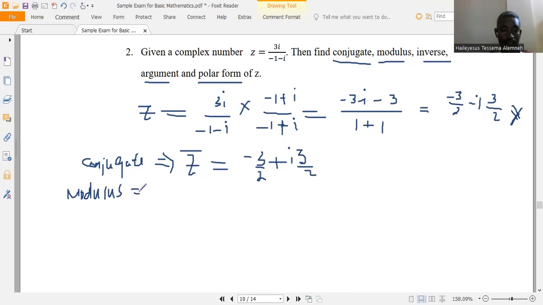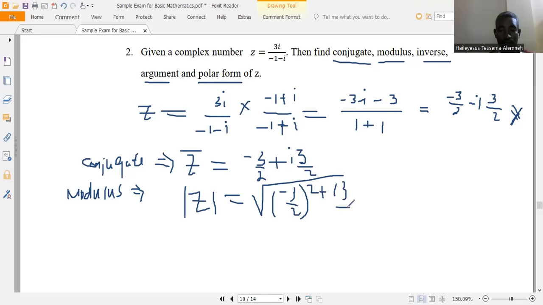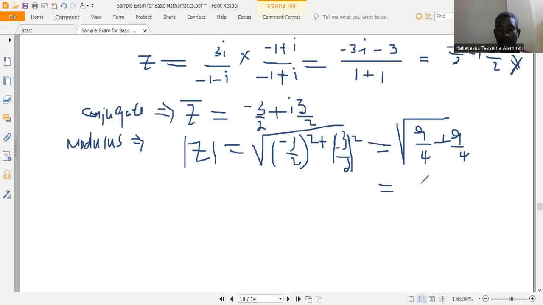The modulus of z is the square root of minus 3 over 2 the whole square plus minus 3 over 2 the whole square, which is the same as the square root of 9 over 4 plus 9 over 4, which is the square root of 9 over 2.